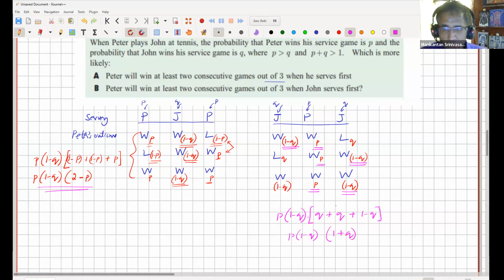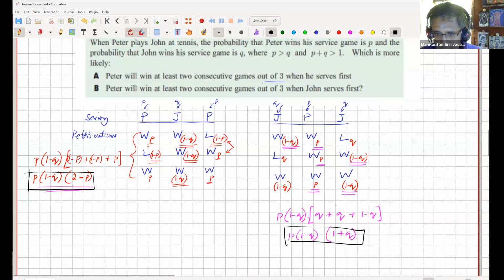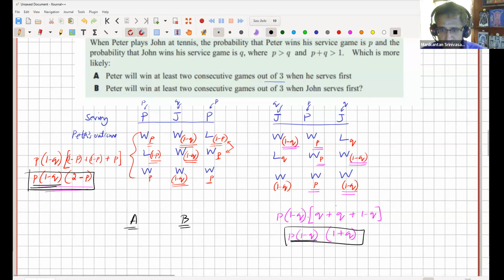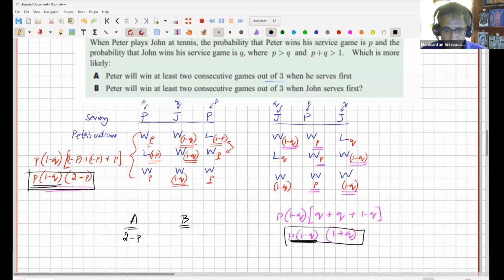Okay, so now we are comparing these two expressions. We are comparing this versus this, right? So if you bring them closer, so this is the A scenario, this is the B scenario. The P and the 1 minus Q are common for both. So that's not going to matter. So it's a comparison between 2 minus P here versus 1 plus Q here.